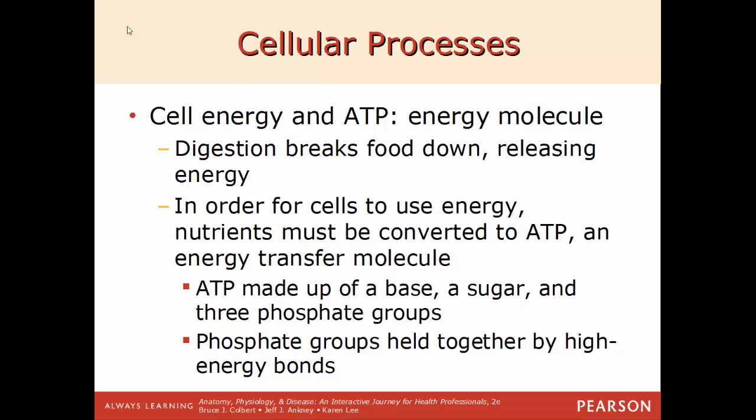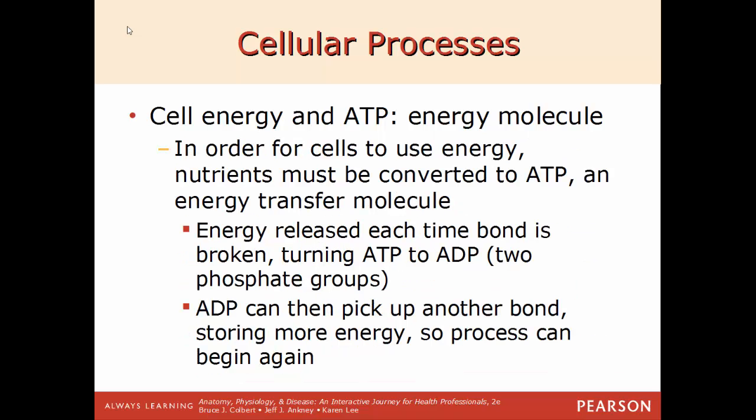So that's the whole point of digesting your food, taking that pizza that you had for lunch, turning that into a source of energy. Now, ATP is made up of a base, a sugar, and 3 phosphate groups. That's why it's ATP, adenosine triphosphate, 3 phosphates. And these phosphate groups are held together by very high energy bonds. Now, those high energy bonds are very important here. When those bonds are broken, the energy that gets released is able to be used by the cell.